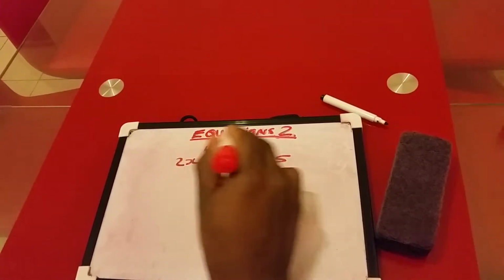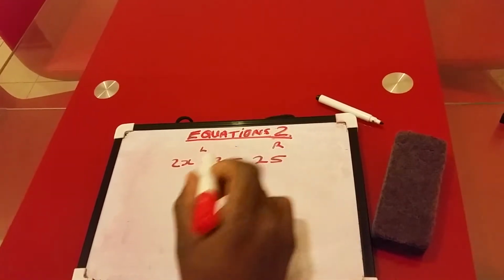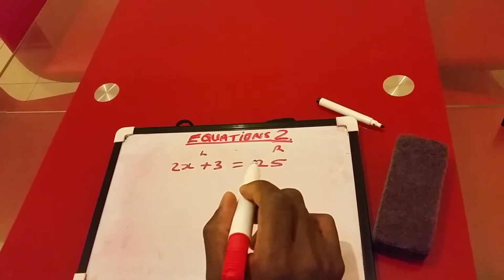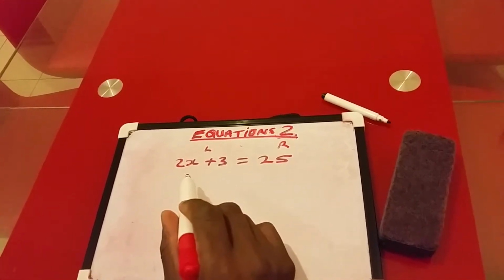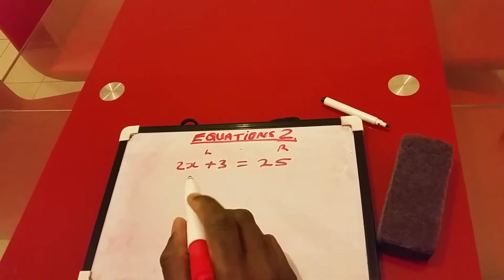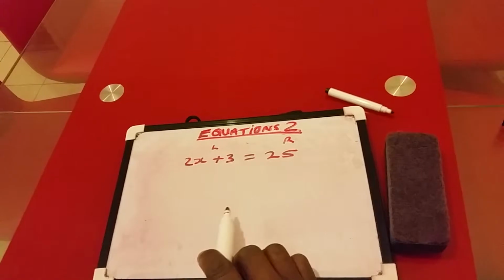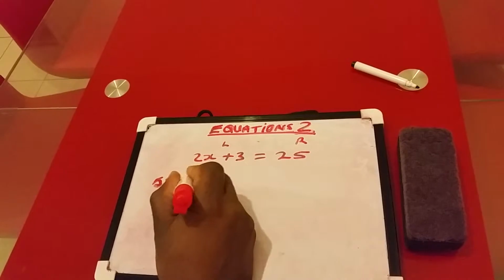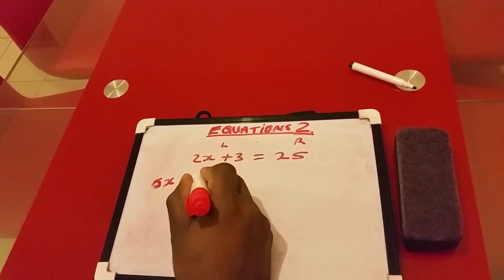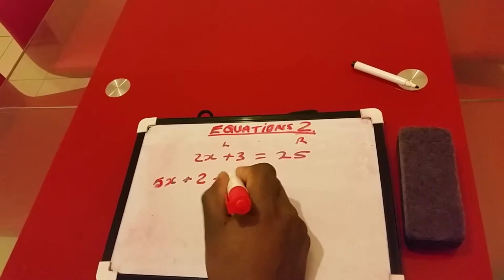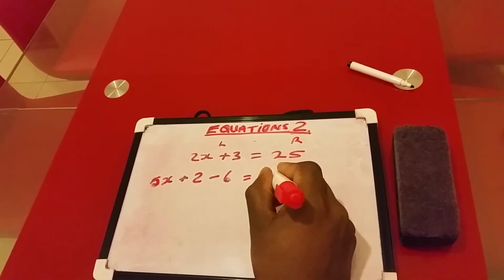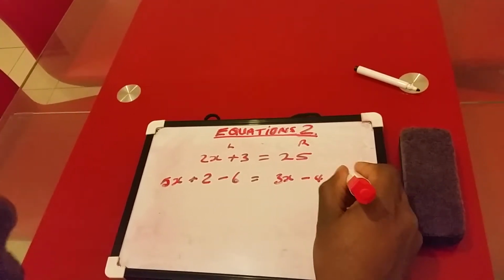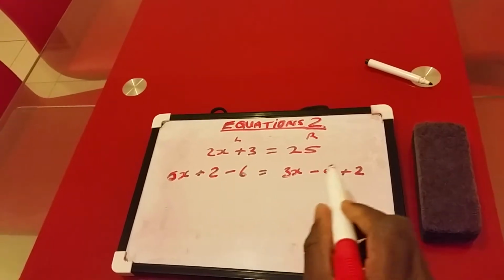So remember we said in the equations they're normally left and right, and one of the rules of algebra is that what you do to the left you must also do to the right. So today we're going to learn how to solve a still linear equation but a little bit more complicated. So if I've got 5x plus 2 minus 6 equal to 3x minus 4 plus 2, and now we're solving for x.